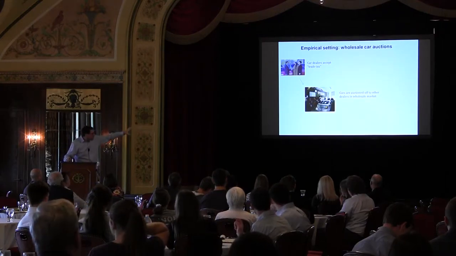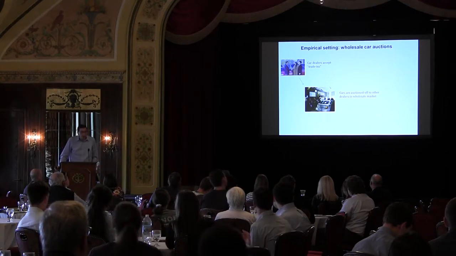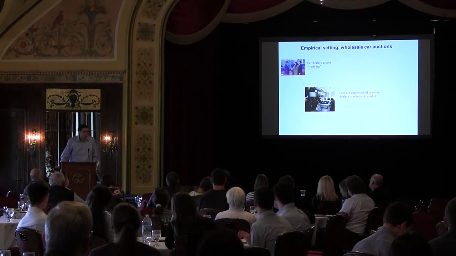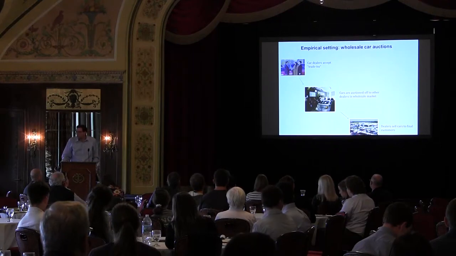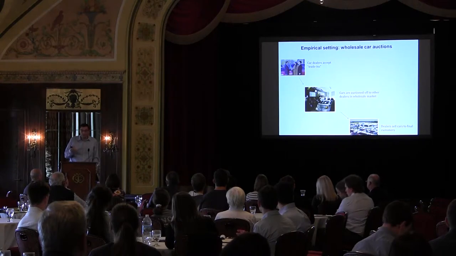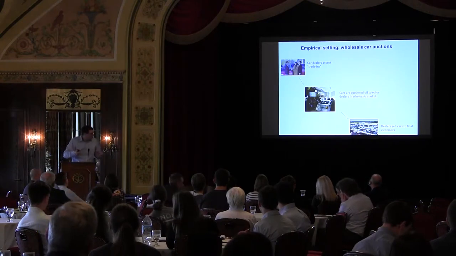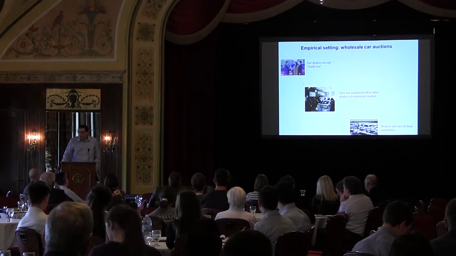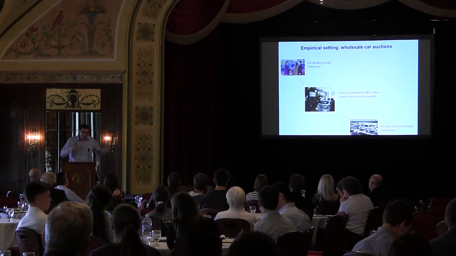So then they get to this market and they're auctioned off with a live auctioneer. And the people who are buying in this market are retail car dealers. So you can't actually go to this market unless you have a dealer's license. You go to the market and you can buy a car at this wholesale market, and then you take it back to your car lot and sell it to final retail customers. All right? So that's how this market works.